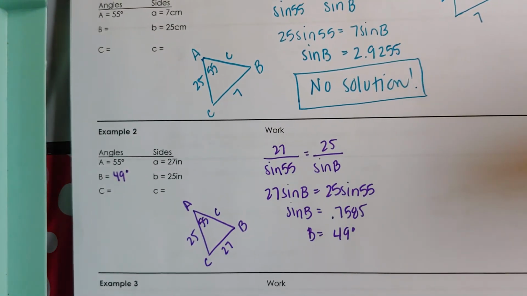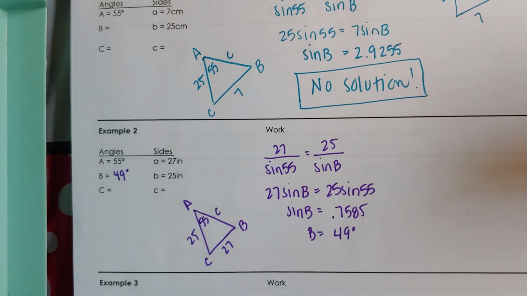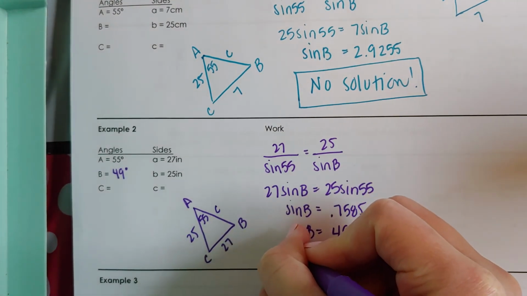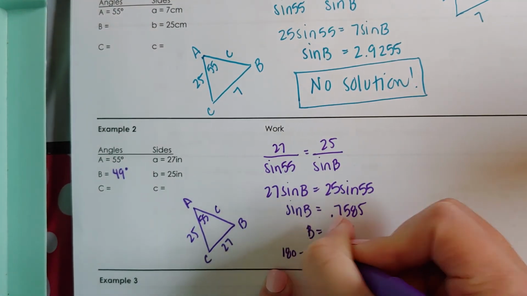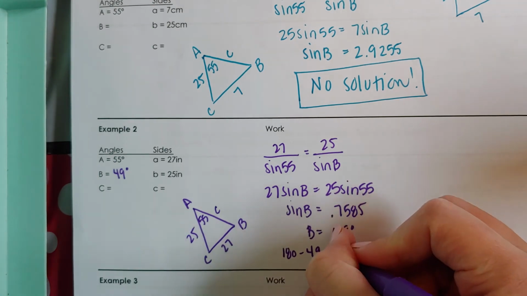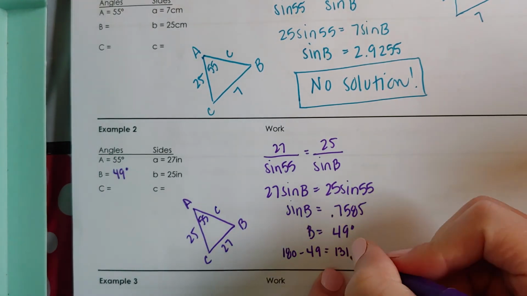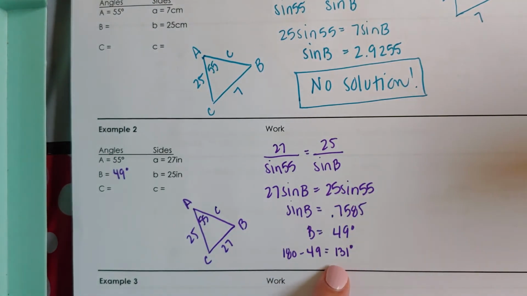Okay, so now this is where, because it's a side-side-angle, we're going to check to see if there is another case. The way you check that is, this is acute, so the other triangle would have an obtuse B, is what we're saying. So we're going to do 180 minus 49, and you get 131. So if there is a second case, this 131 would be your angle B.